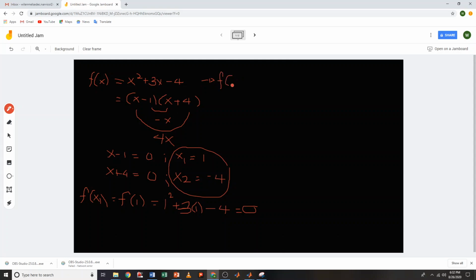f of x should be equal to 0. Okay. Next would be f of x2, which is negative 4. Now, if you substitute this value, f of minus 4, eventually that is equal to 0 already. Because negative 4 squared is 16, 16 plus 3 times negative 4, that is 16 minus 12, that is 4, minus 4. So eventually this is 0.